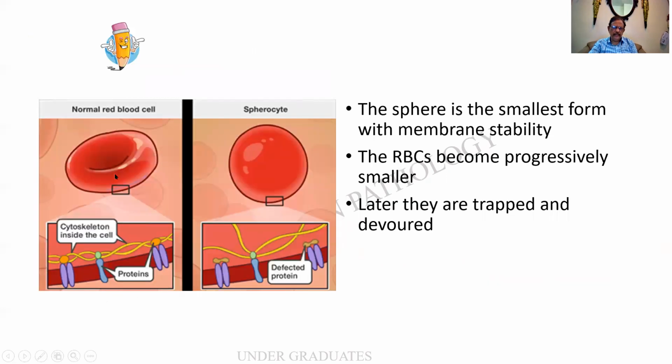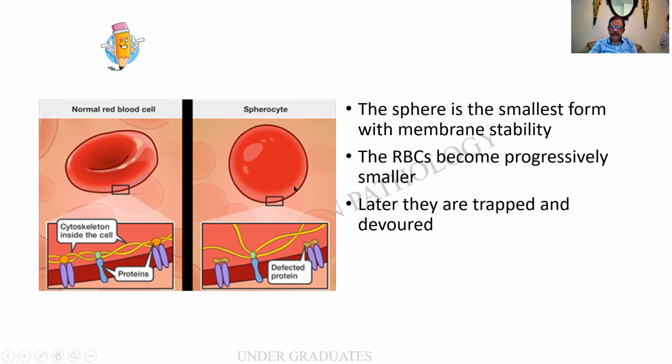This is a normal RBC that we are seeing, that is discoid. You find it is dorsoventrally flattened, and there is also a depression over here. It can pass through any of the narrow capillaries. But what happens in spherocytosis is it becomes rigid and particularly more circular or even spherical. And this is due to defects in the cytoskeleton of the RBC.